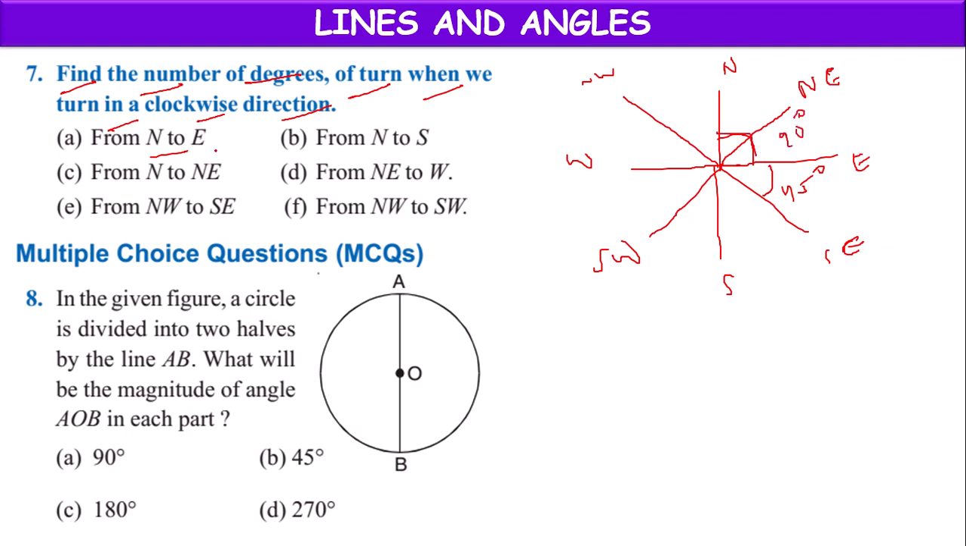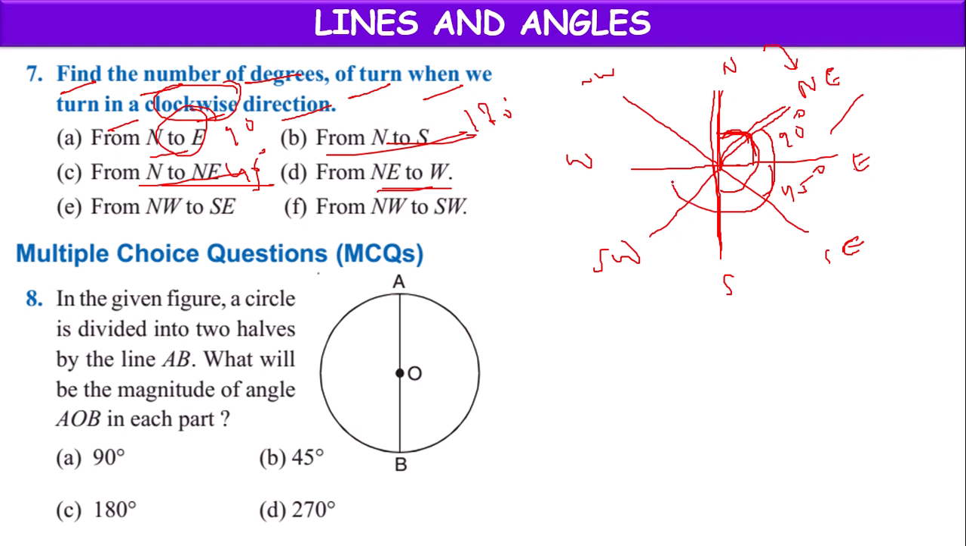From north to east, how many degrees? 90 degrees. North to south means this total part, 180 degrees. North to northeast, this part, we have to consider in clockwise direction only. North to northeast, this smaller part, equal to 45 degrees. And northeast to west, 1 part, 2 parts, 3 parts, 4 parts, 5 parts. 5 into 45, 5 4 times 20, 225 degrees.